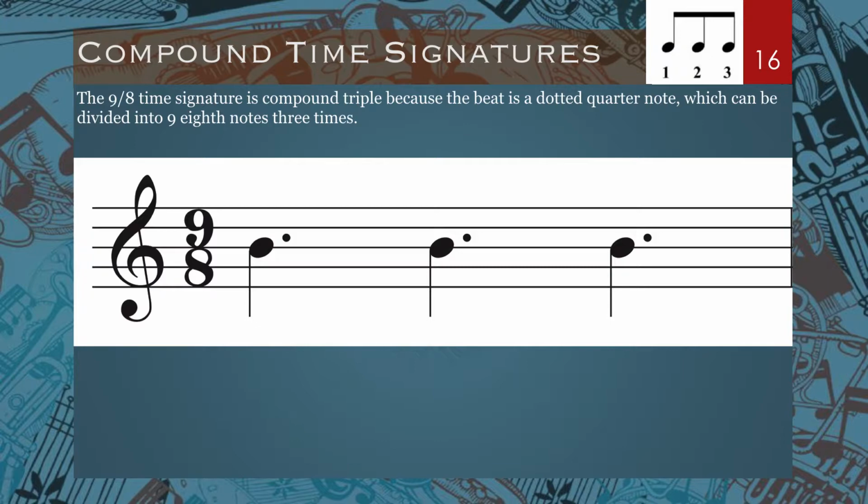1, 2, 3. And then your eighth notes would be 1, 2, 3, 2, 2, 3, 3, 2, 3. Or you could count it 1, 2, 3, 4, 5, 6, 7, 8, 9. Either way would be correct, but if you count it, just keep in mind that beats 1, 4, 7 are going to be the accented beats in the time signature. So you'll hear that pulse. 1, 2, 3, 4, 5, 6, 7, 8, 9.